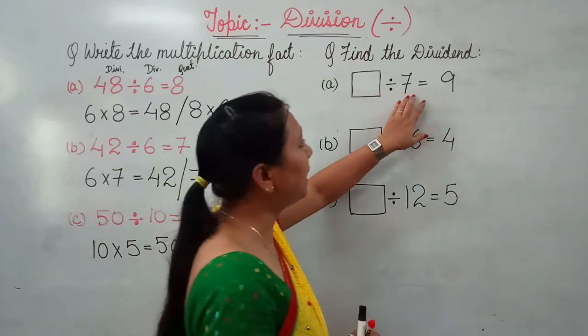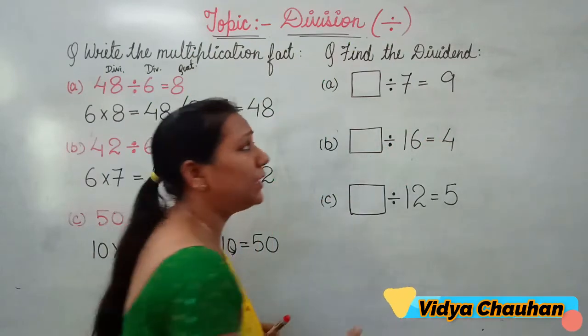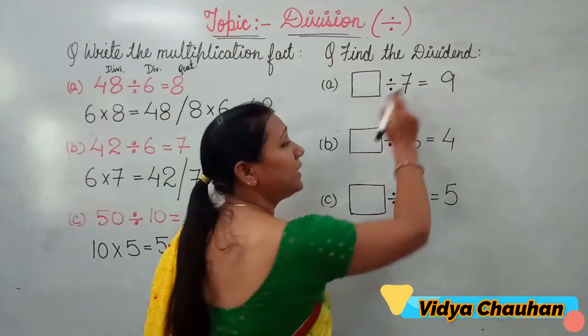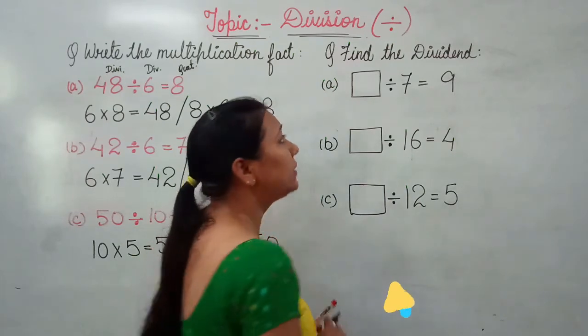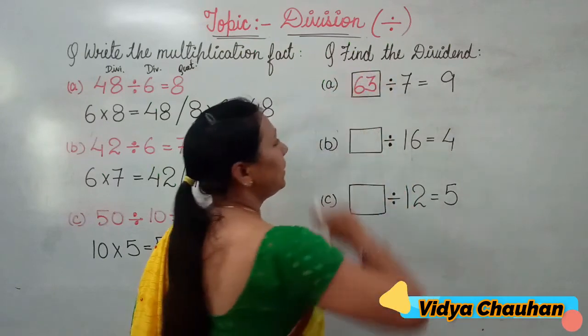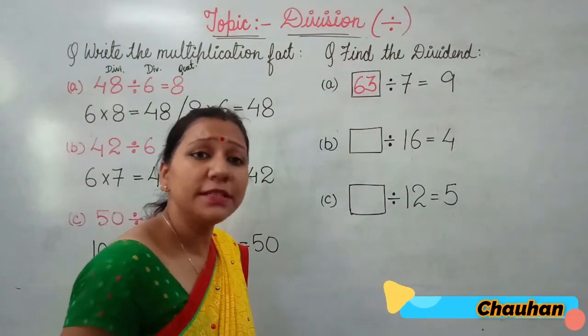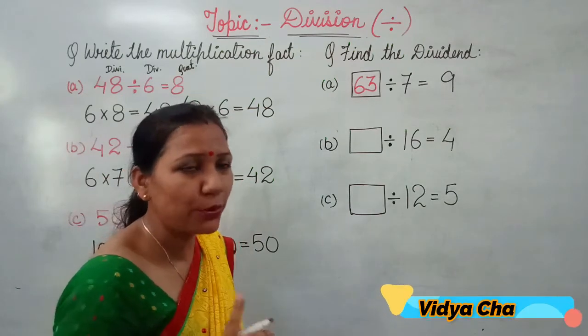So let us multiply the divisor with quotient. That means 7 multiplied by 9. So what is 7 multiplied by 9? 7 times 9. 7 nines are 63. So our dividend is 63. This is how we can easily find the dividend when divisor and quotient is given to us.